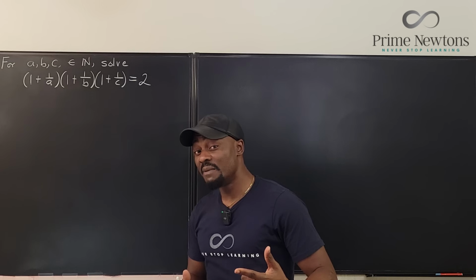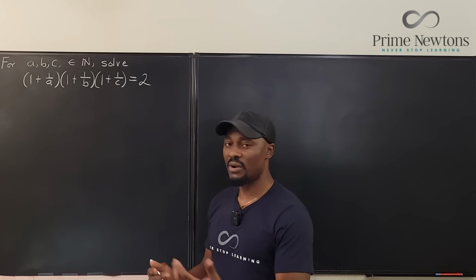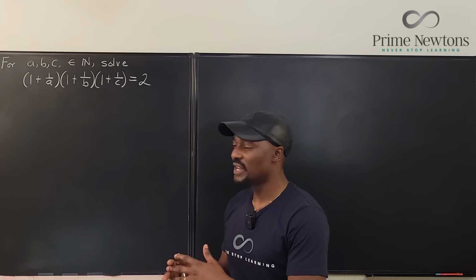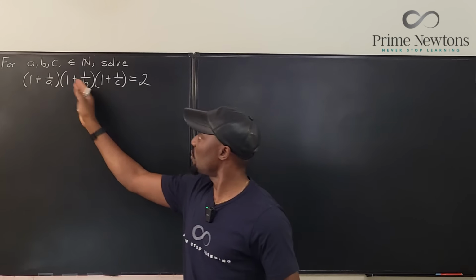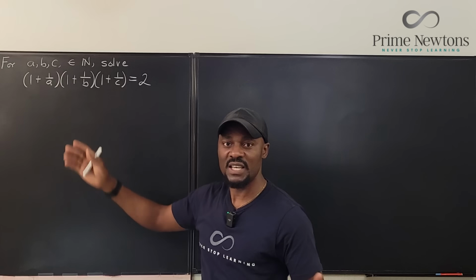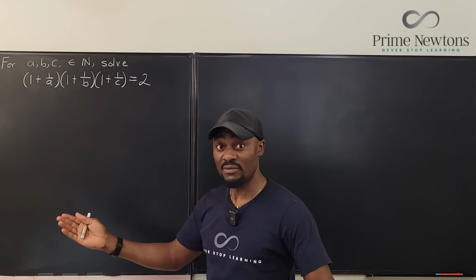Now that we have eliminated 1, there's something else I want you to consider every time you take a problem like this. You want to see if it is possible, because this is a symmetric equation. If you switch the positions of A, B, or C, it doesn't matter. It will still be the same equation that you have, right?